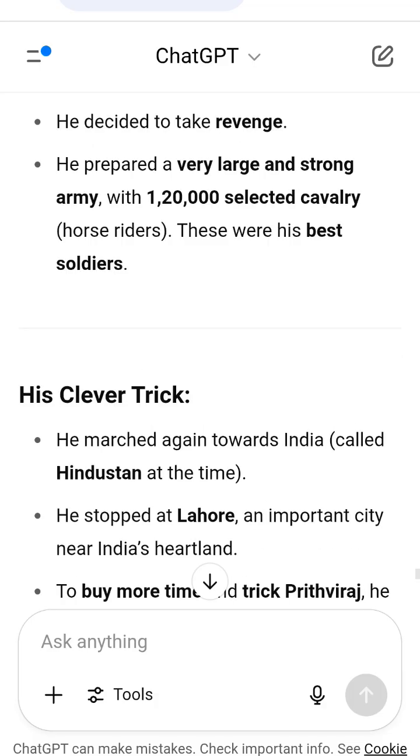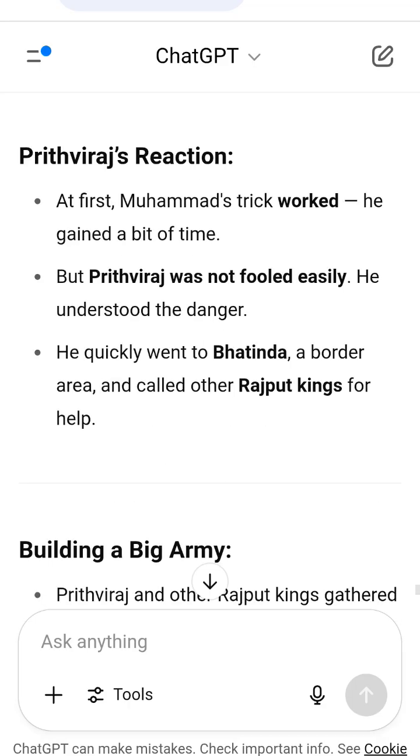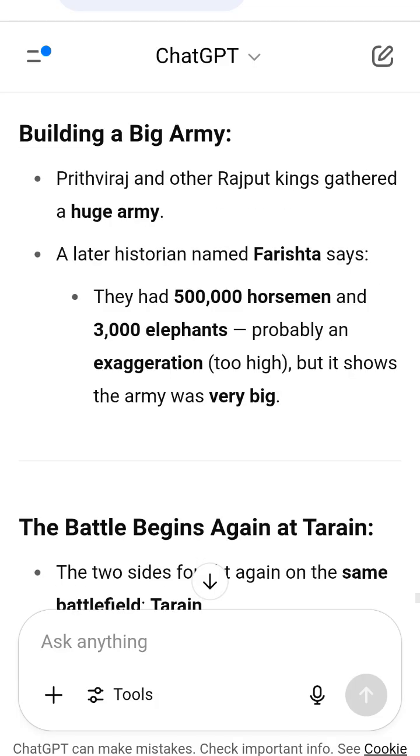Why is this battle so important? Prithviraj lost in this second battle. After this defeat, Muhammad of Ghur gained a strong foothold in North India. This opened the door for Muslim rule in India, which would last for hundreds of years. It marks the start of a new chapter in Indian history. The Delhi Sultanate would rise soon after.